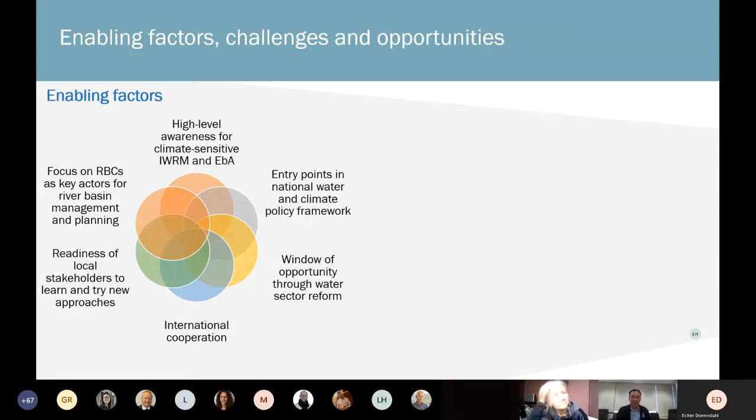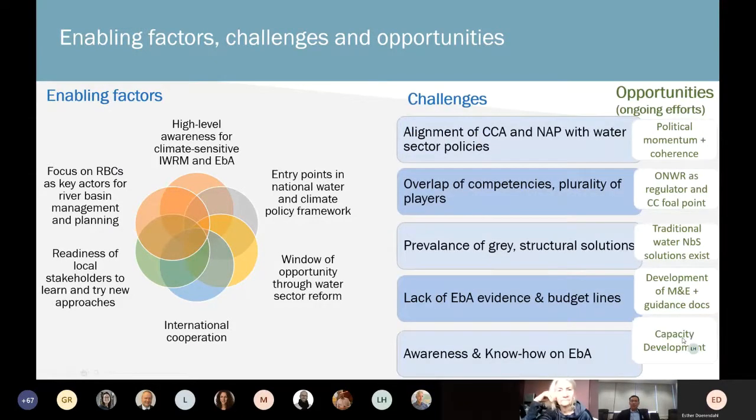On the other hand, we still face challenges in making the water sector aware of the need for adaptation and of the opportunities that EbA can provide. The alignment between water sector policies and the climate policy framework is still a new process, but cooperation between the relevant agencies is improving, and the political momentum is increasing since climate change in Thailand is becoming more and more a reality.